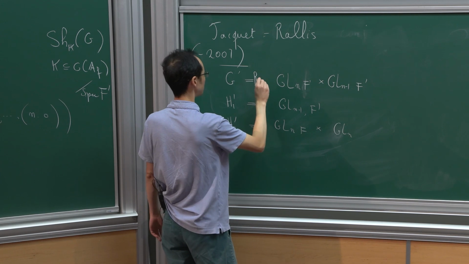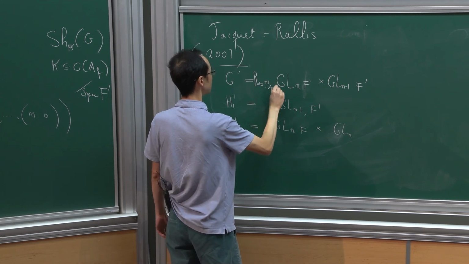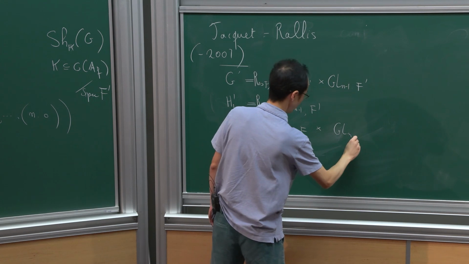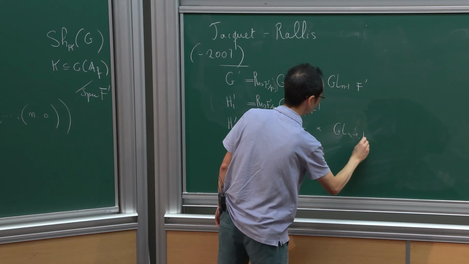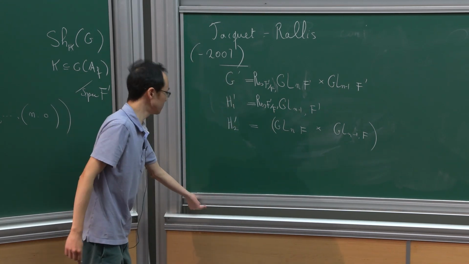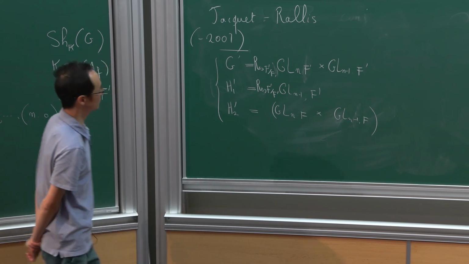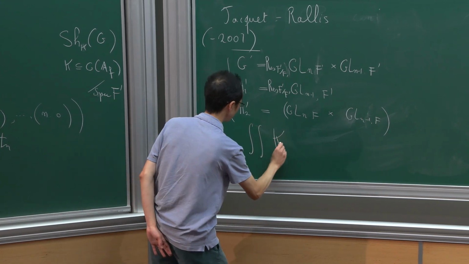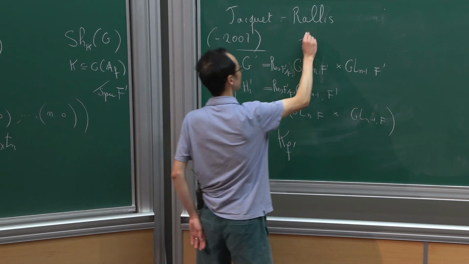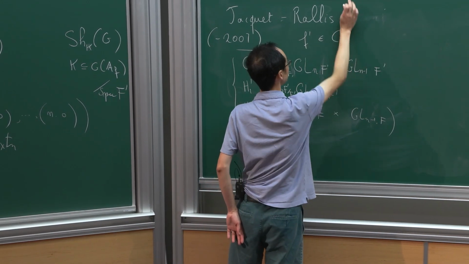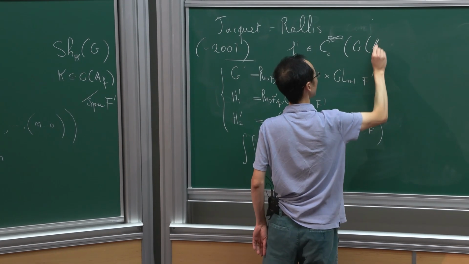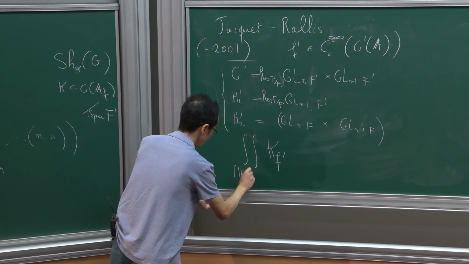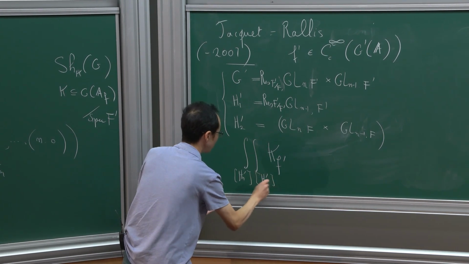I should write this as a restriction of scalars, so it's a group over F. So restriction of scalars, and n minus 1 over F. So I have two subgroups. Then you produce this integral kernel function, so-called f prime, where f prime is a complex function on G prime, over H1 bracket times H2 bracket.